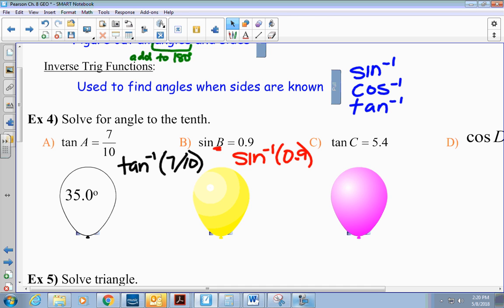All right. What did we get, guys? Yes, 64.2, rounded.